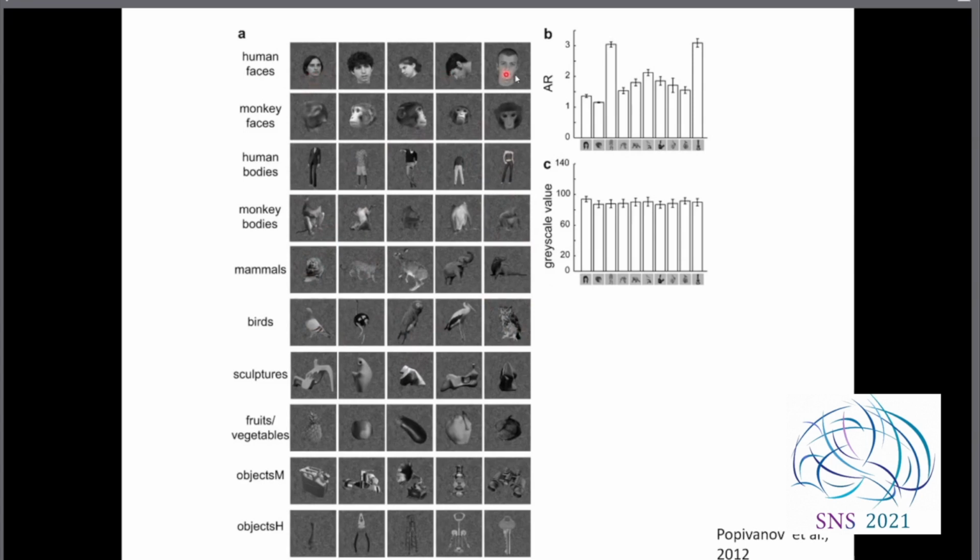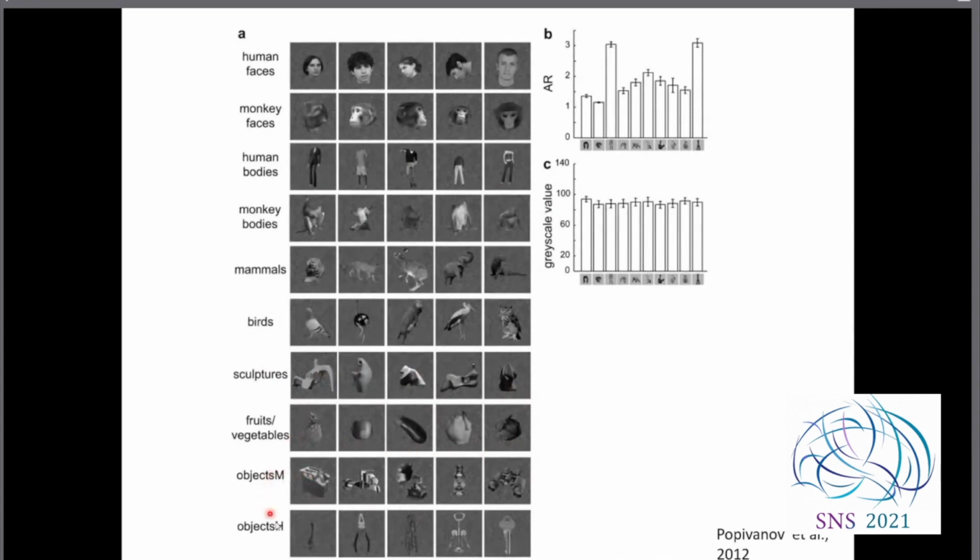We had a set of human faces, monkey faces, different viewpoints, different expressions also. The same holds for bodies, basically. Then we had a set of sculptures. They were inspired by sculptures from Moore, an English artist. They're a little bit body-like, although, yeah. And then we had a set of fruits, vegetables.